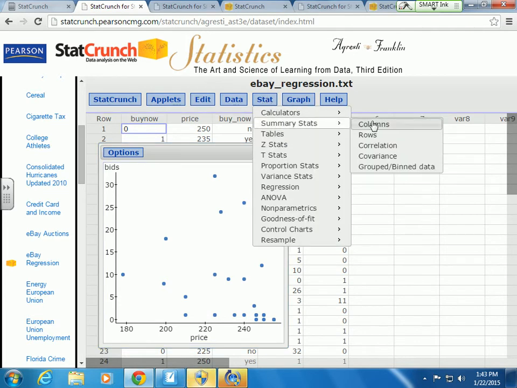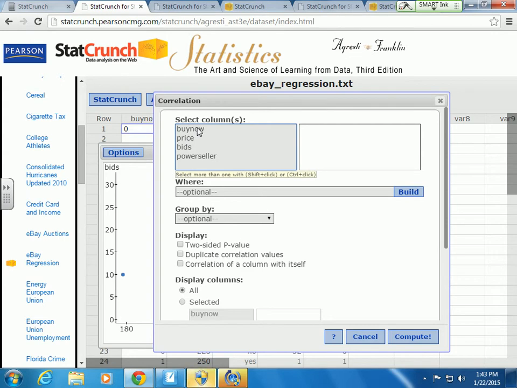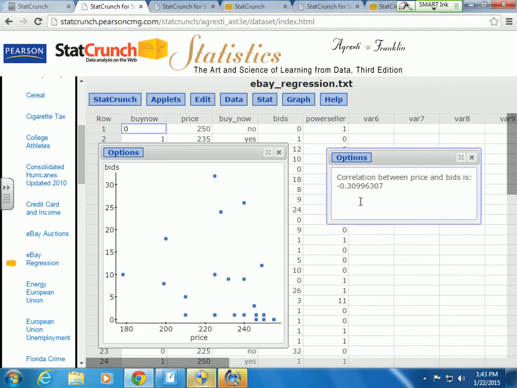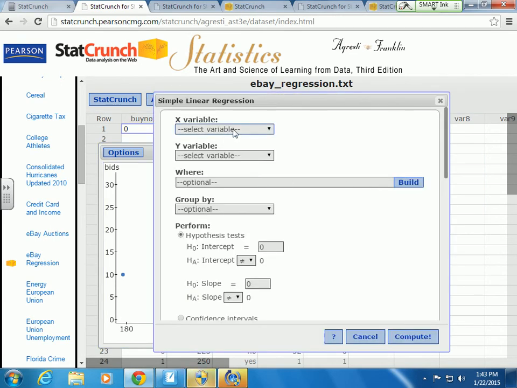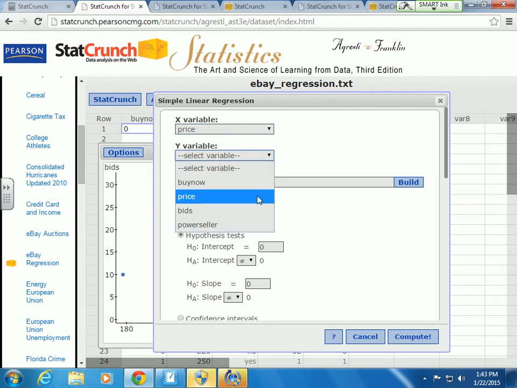Let's go to the summary statistics and look at the correlation. We're looking at the correlation between the price of the item and the number of bids on the item. And you can see it does not really have very high correlation. So this has what we call weak correlation. Since it has weak correlation, if we do an actual regression on it, which I'm going to show you the relationship here, we do a simple linear regression on the price of an item and how many bids it has.